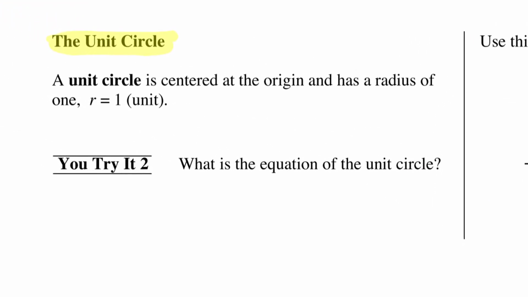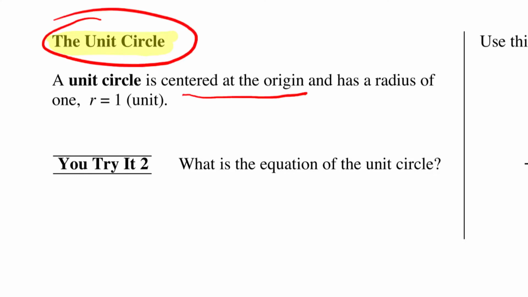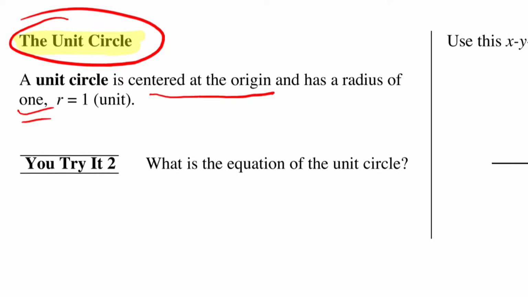In trigonometry, an extremely important circle is called the unit circle. And we see here that it is centered at the origin and has a radius of 1 unit. That's why it's called the unit circle. It could be 1 foot, 1 inch, 1 meter, 1 centimeter. In general, just 1 unit.